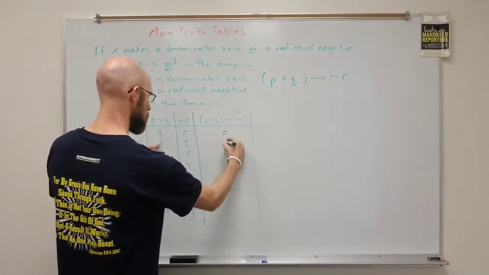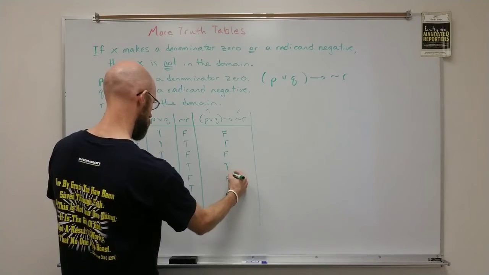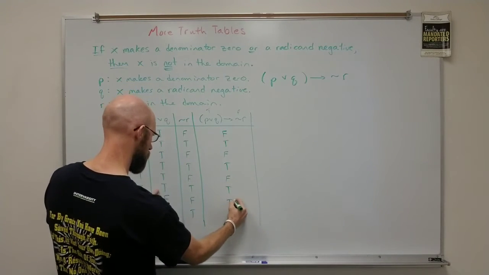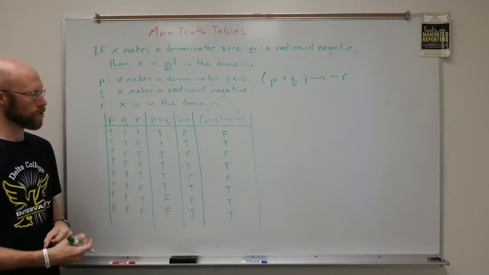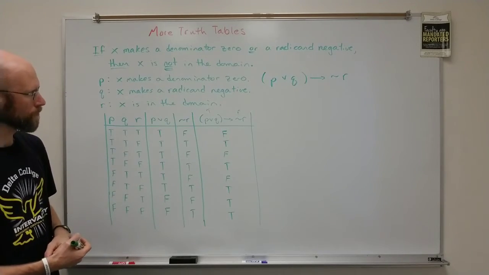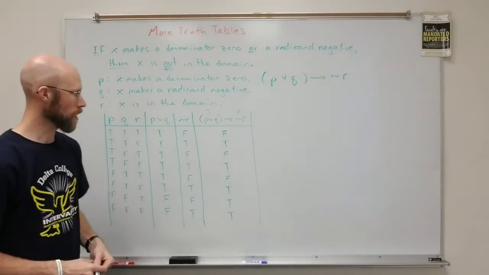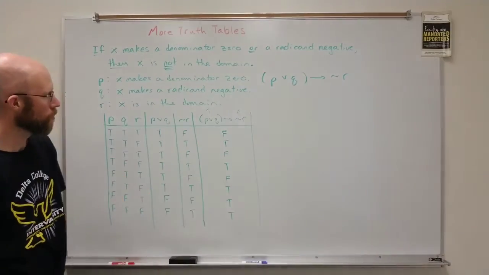So the second, fourth, sixth, seventh, and eighth rows are all true, right? So that will be the truth table then for this statement.